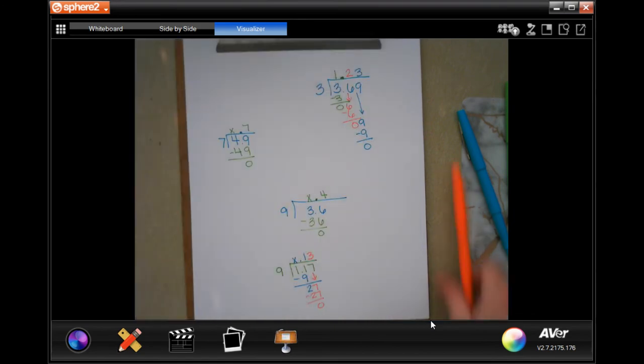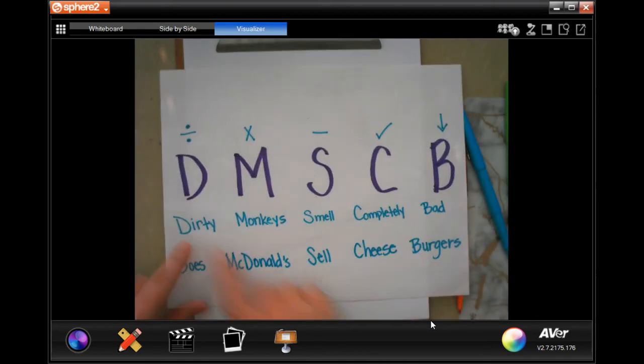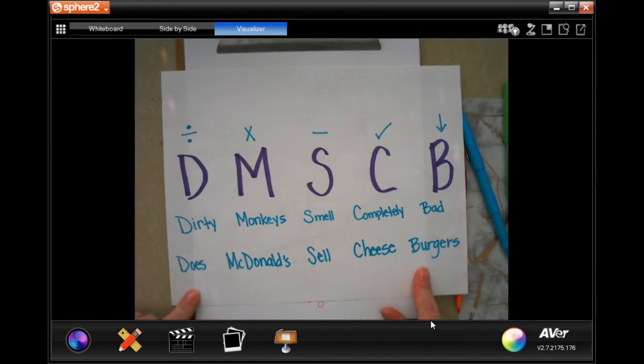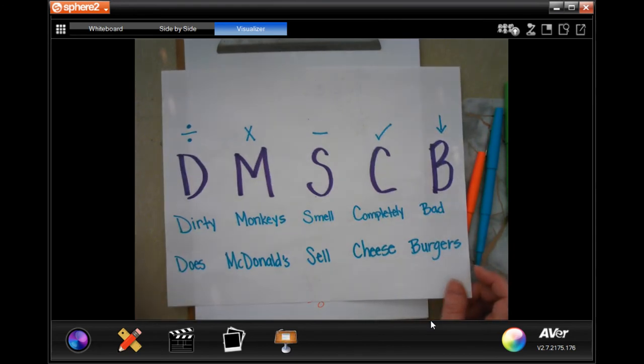Now, just in case you don't remember, I am going to bring over our steps for division. You remember it as dirty monkey smell completely bad, or does McDonald's sell cheeseburgers? So we're dividing, multiplying, subtracting, checking, and bringing down. You guys have done this before, so you can write this at the top of your paper if it helps, and do whatever you need to do to remember these steps.